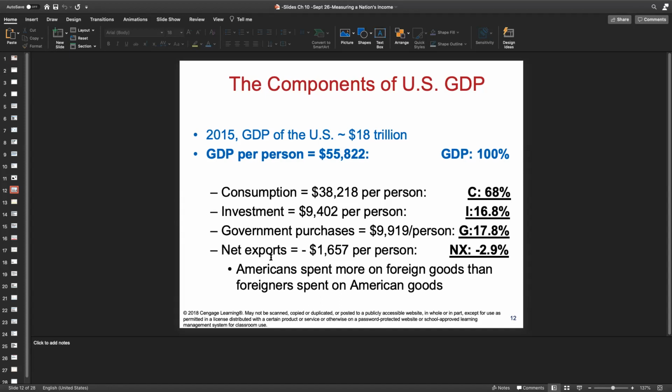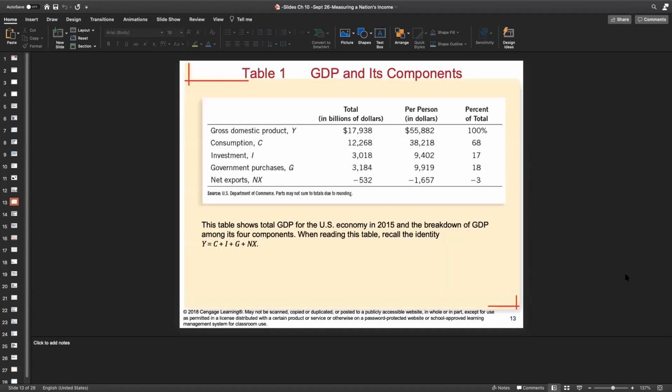And finally, the net export, which is the export minus import, is usually negative in the United States, negative 3%, which means that Americans spend more on foreign goods than foreigners spend on American goods. So we buy more from the other countries than the other countries altogether buy from us, which makes sense. So the United States is richer than the other countries, right?